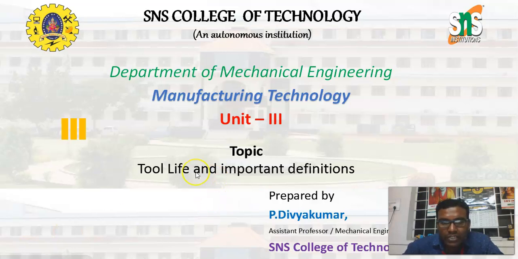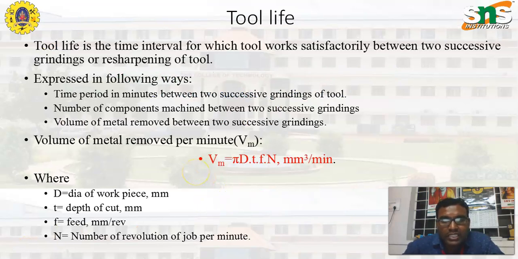Tool life. What is tool life? The tool life is the time interval for which a tool works satisfactorily between two successive grindings or re-sharpenings of the tool. It is expressed in the following ways: time period in minutes between two successive grindings of the tool, number of components machined between two successive grindings, and volume of metal removed between two successive grindings. Time period, number of components, and volume of metal.